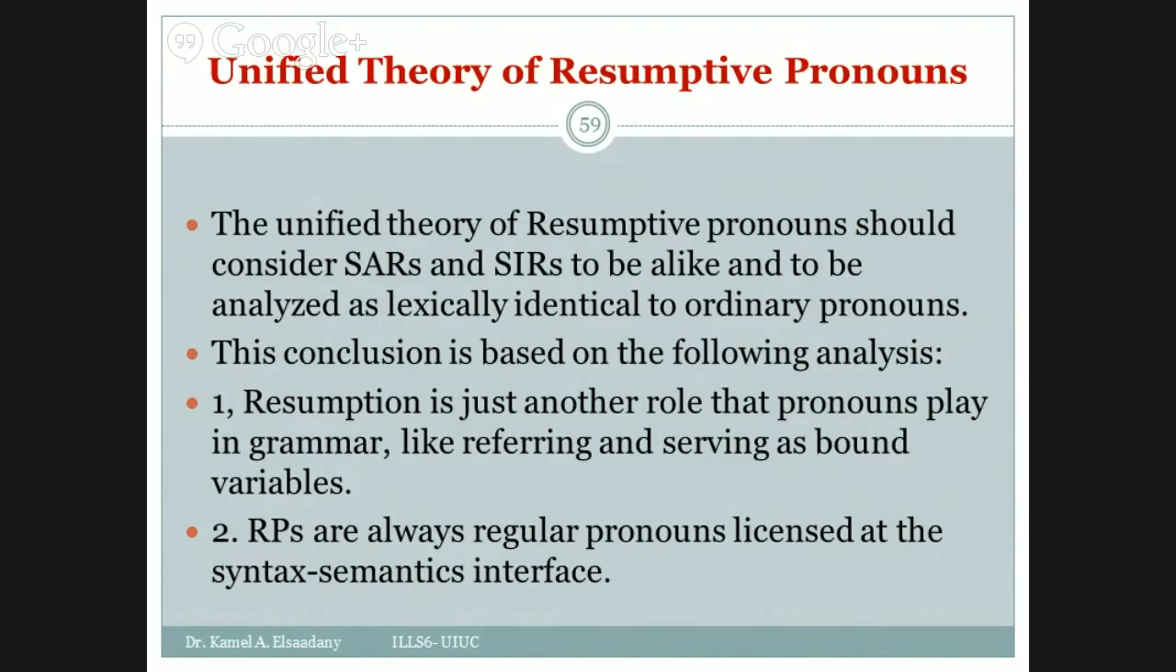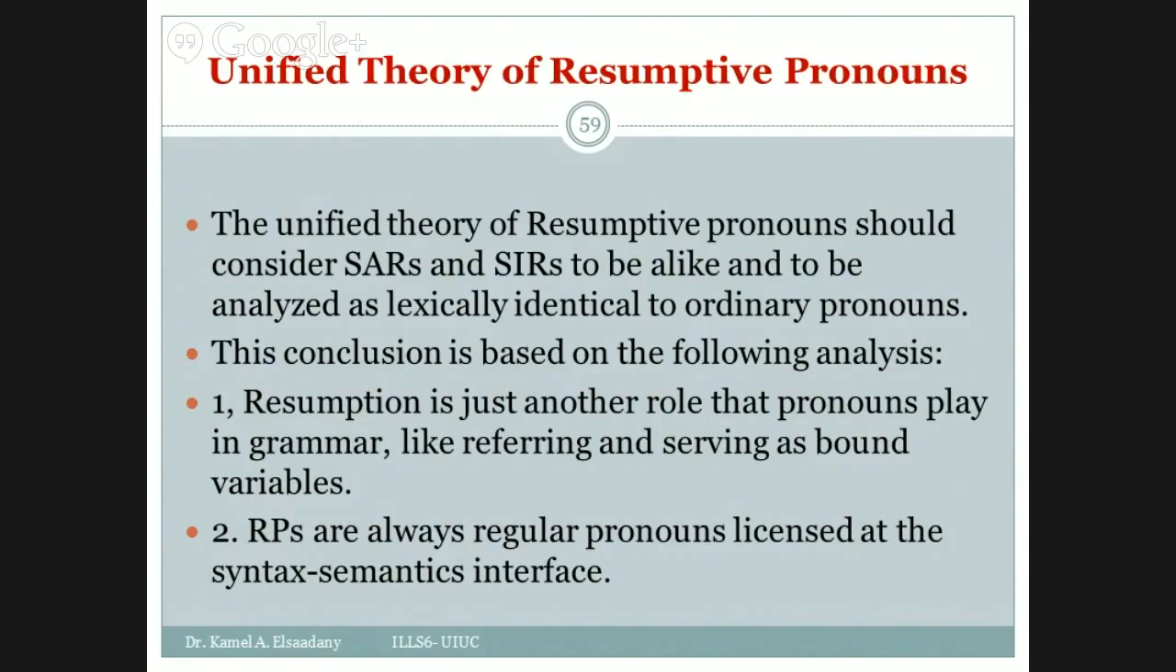So the unified theory of resumption or resumptive pronouns should consider the SARs and SIRs to be alike, to be analyzed as lexically identical to ordinary pronouns. And this is the hypothesis and the assumption that I stated from the very beginning according to McCloskey's definition. And this conclusion is based on the following analysis.